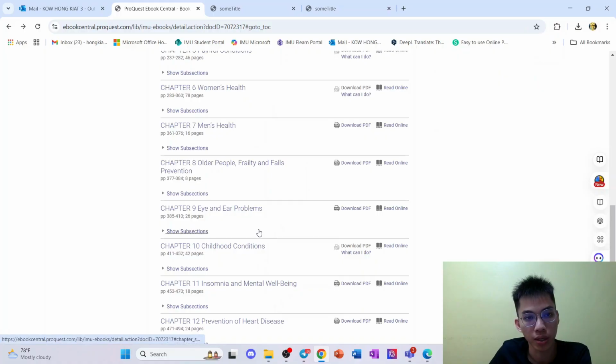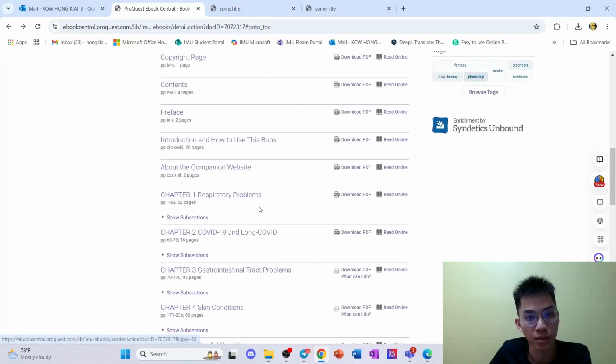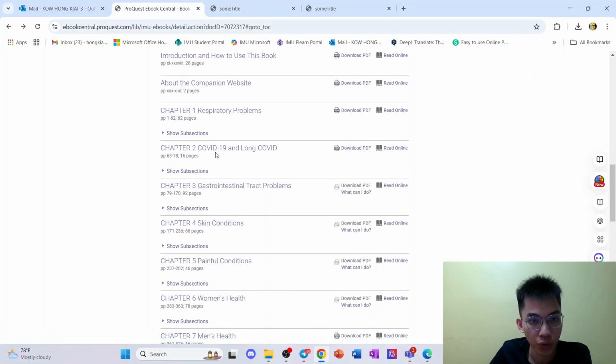and each chapter is covering different signs and symptoms or disease, I would say. So, for example, chapter 1 covers respiratory problems, which is very useful for pharmacy students. As a pharmacy student in IMU, you'll be learning about the respiratory system in semester 3. So, this is a very useful chapter you can use as a reference. In chapter 2, COVID-19 and long COVID is covered. Chapter 3 on gastrointestinal tract problems, which is learned by the IMU pharmacy students in semester 2 as well. So it's quite useful here.